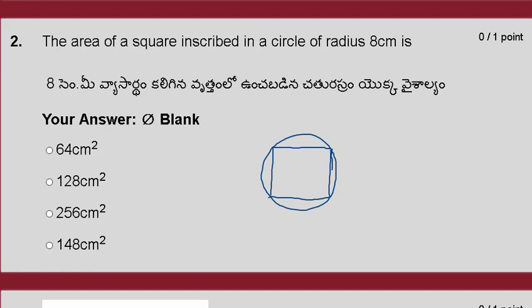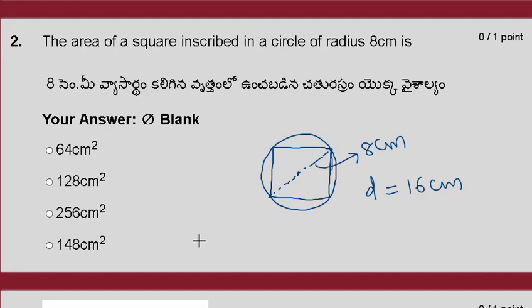Let us go to the second question. The area of a square inscribed in a circle of radius 8 cm is. Here we have one circle. The radius of the circle is 8 cm. So let us take this as 8 cm. With that we can get the diameter of the circle. Diameter is equal to 16 cm. This diameter is the diagonal of the square inscribed in it.